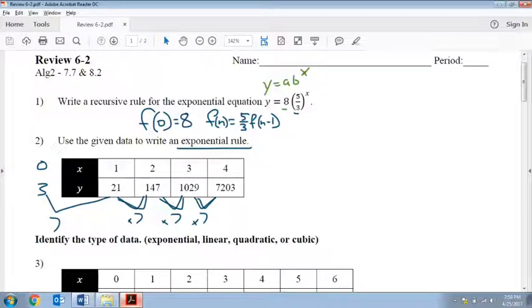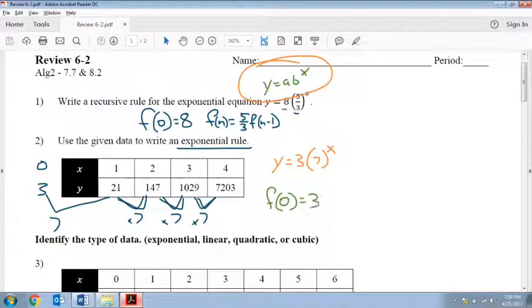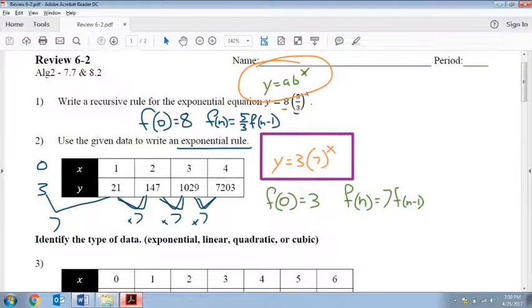So you can write this one of two ways. You can write your exponential model, your explicit equation, which is the one we gave you up here. That would be y equals your starting point times 7 to the x. Or you could write it as a recursive, which is what we did on number 1. And that's when f of 0 equals 3, and for any given n, f of n is 7 times f of the previous one, f of n minus 1. So either one of those are legitimate answers for this.